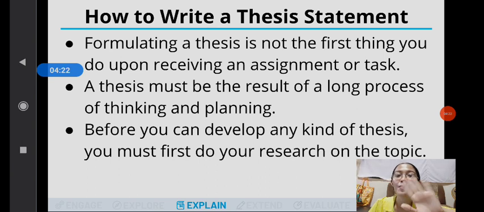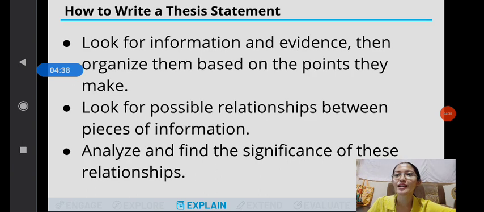Okay? So now, please remember, students, that when you write a thesis statement, it should have a persuasive tone. It should be clear on where you stand on the topic at hand. Okay. Now, next, you have to look for information and evidence, then organize them based on the points they make. Look for possible relationships between pieces of information and analyze and find the significance of these relationships.